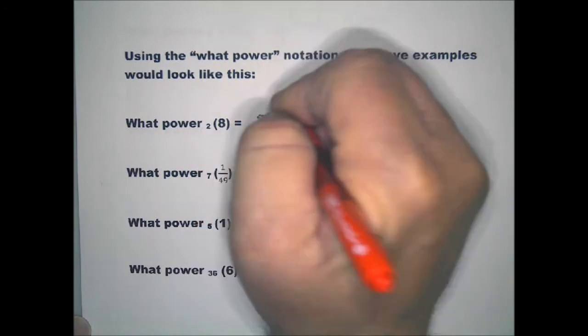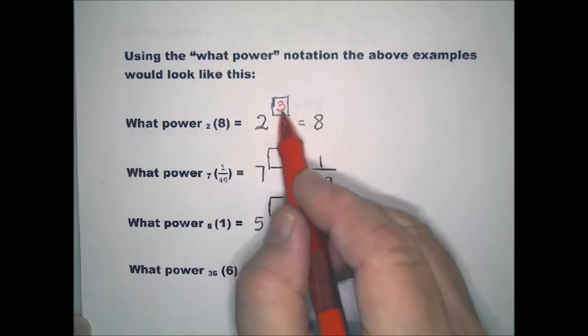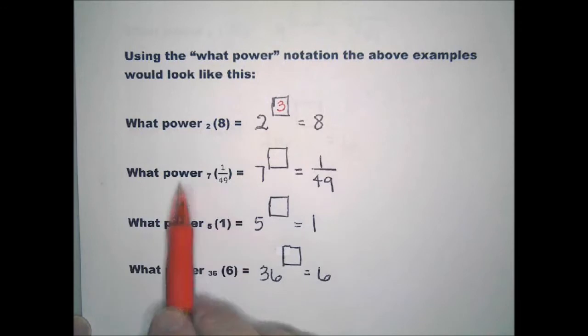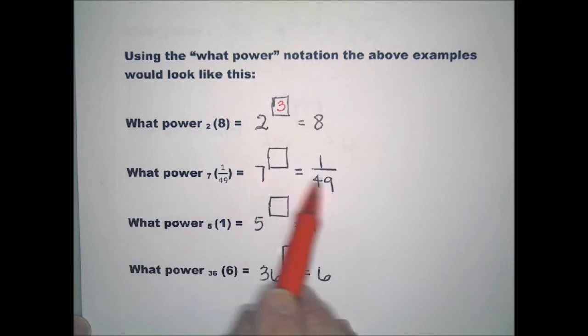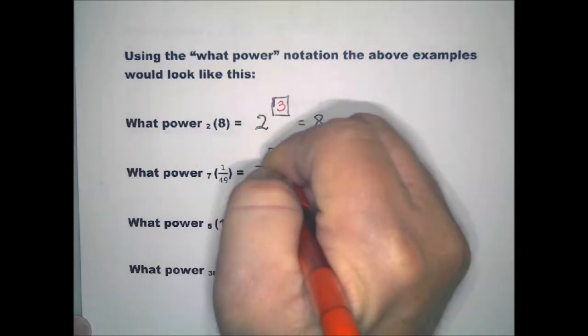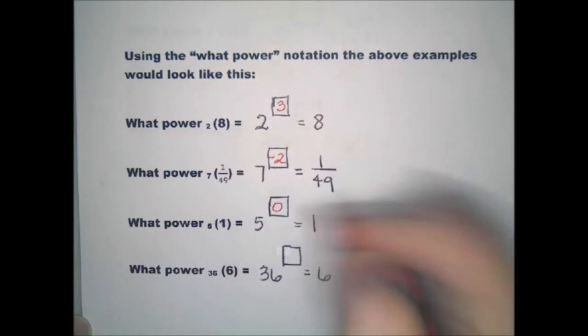So, what power turns the number 2 into the number 8? And the answer is the power of 3. So the answer would be 3. Or if you wanted to think of that as an x, it would be x equals 3. Okay, what power turns the number 7 into the fraction 1 over 49? And that answer is the negative 2 power. What power turns the number 5 into the number 1? So if you put it in exponential form, it looks like this: 5 raised to some power equals the number 1, and that power would be 0.